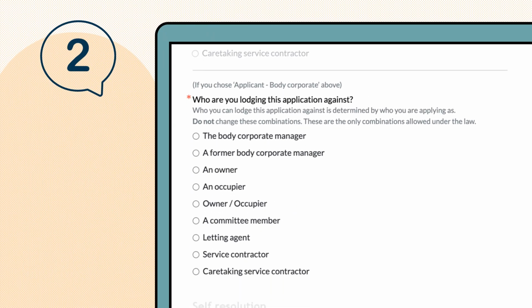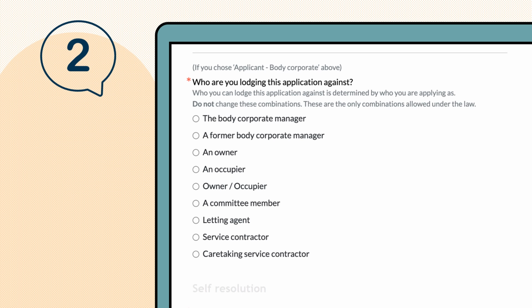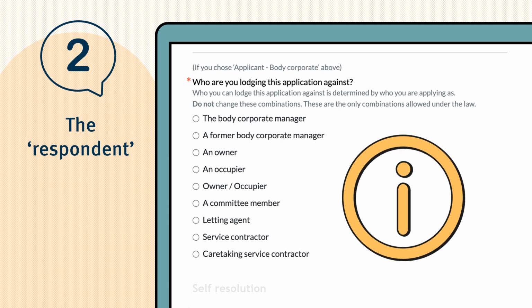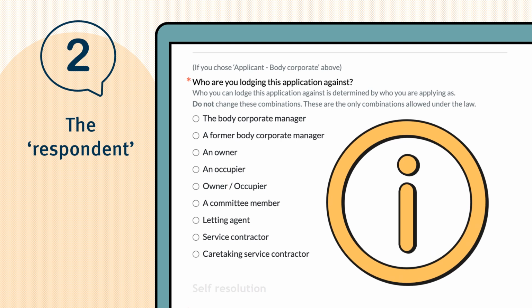Next, you will identify who you are lodging the application against, known as the Respondent. This is the person or party that you are in dispute with and seeking an order against. You will supply their full contact information later in the application. Once you make the selection, the next part of the form will populate with the options available to you. Only certain types of disputes can be considered, depending on the combination of parties.